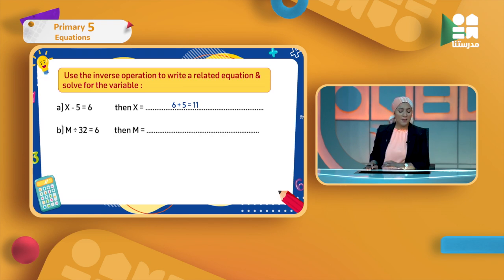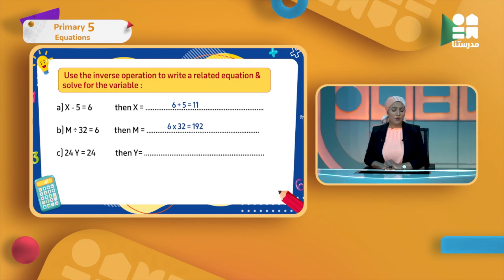Letter B, m divided by 32 equals 6. The divided by 32 goes to the other side with the opposite sign, which is times. Okay, so 6 times 32 equals 192.